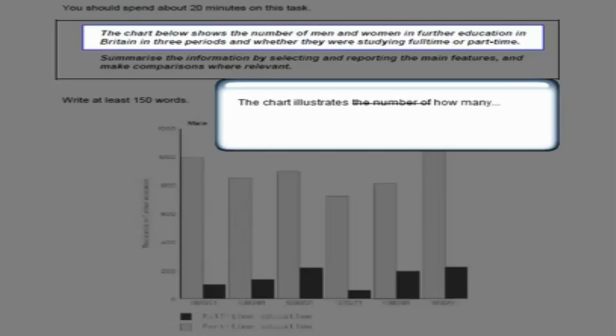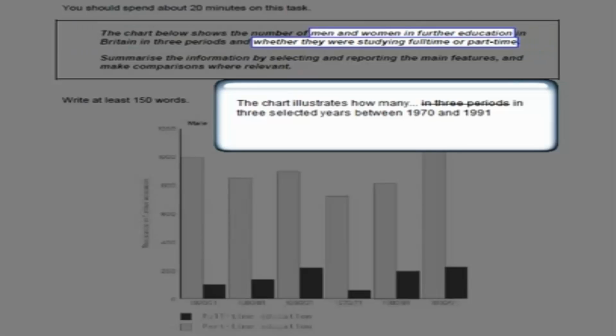The third tip is to look at the chart, graph, table or diagram and check to see if there are any words or phrases you could use to replace words or phrases in the introduction. In this example, we could replace the information about the time, in 3 periods, with the 3 years given in the chart. This now only leaves us with a couple of phrases to change. And here we have it, a paraphrased introduction.